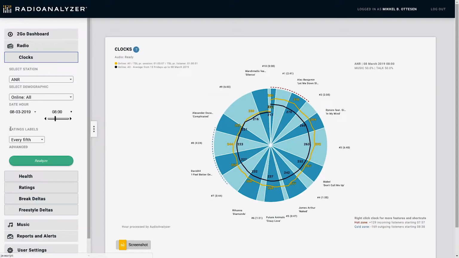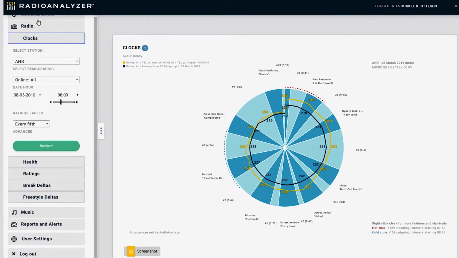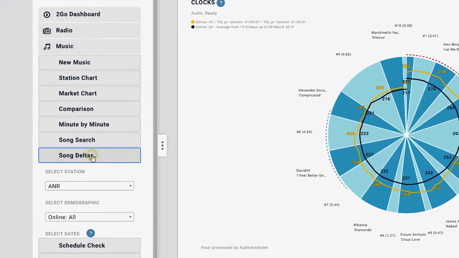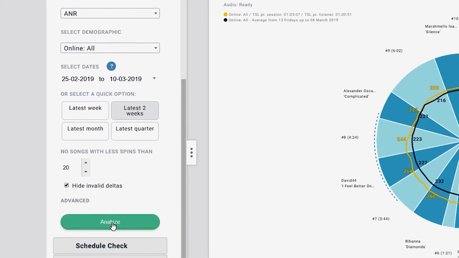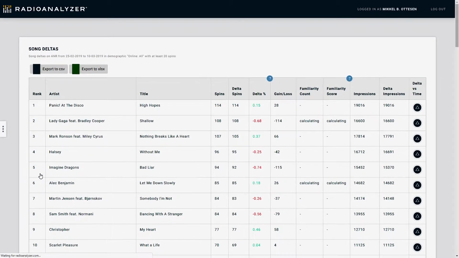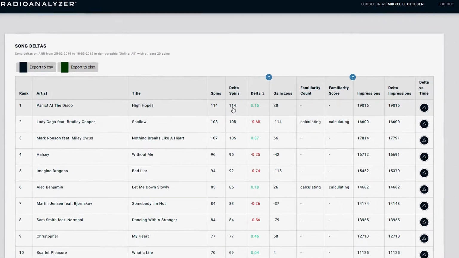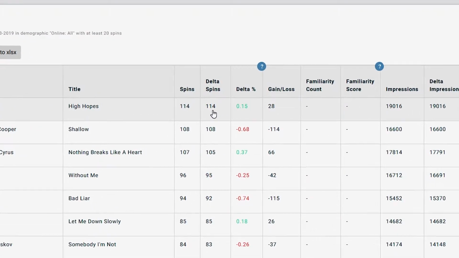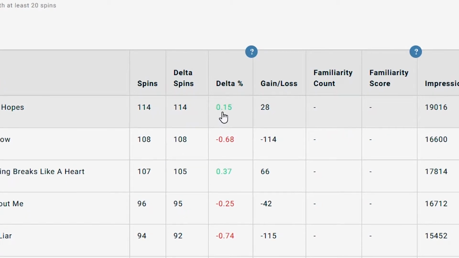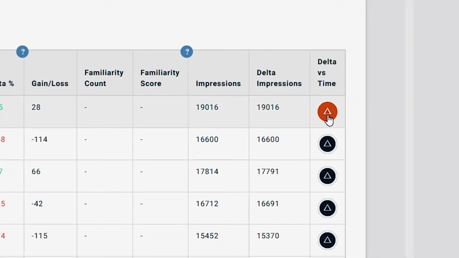Now the good thing about the song deltas is that they are built from many plays of songs, so that way you get a statistically valid calculation on songs. If you just play it once, you get an insecure measurement where you can only see how this one play made people react. But for instance, on this one, under 114 plays, this percentage is not a coincidence. This song actually overperforms.